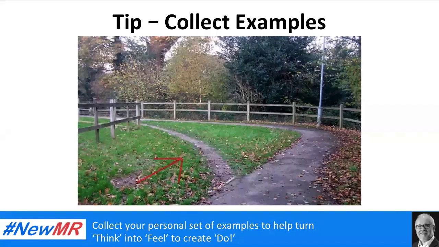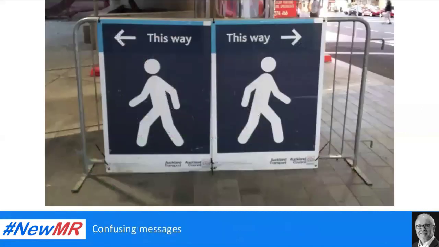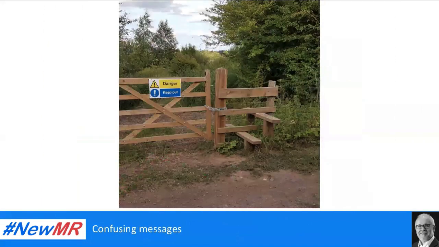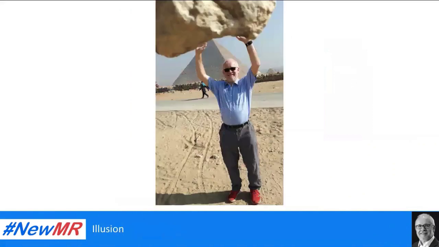So here is one that's very popular on the internet, and it's a great example of the difference between design and actual use. Here are one or two more. This is a picture I took in Auckland. Helps me when I'm talking about confusion. Here is another one about confusion. The sign on the left says, danger, keep out. And it's right next to a wooden step facilitating people entering it. So confused messaging.